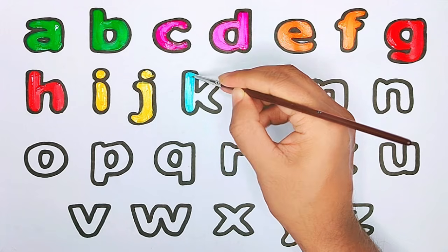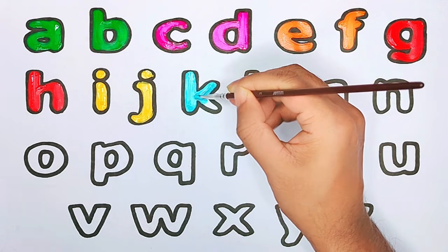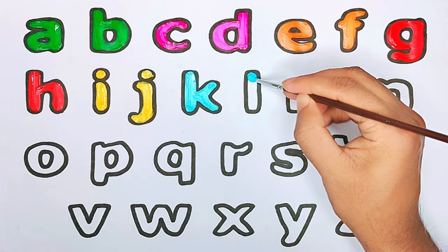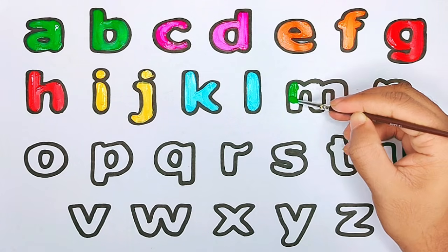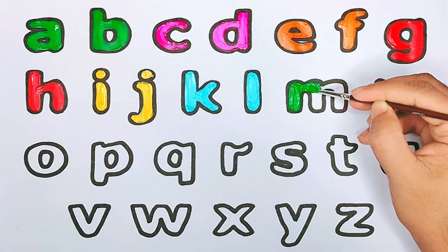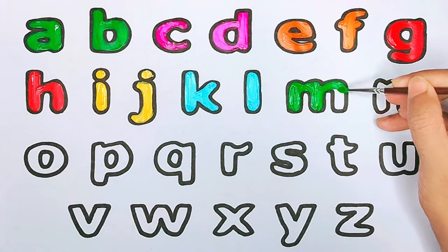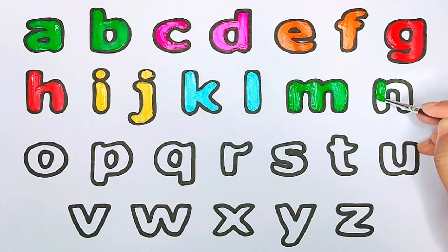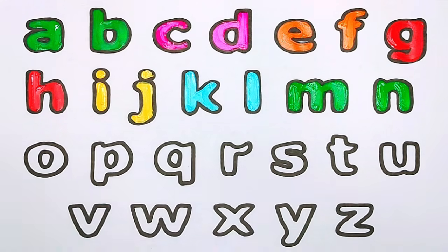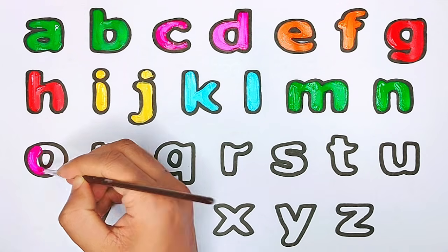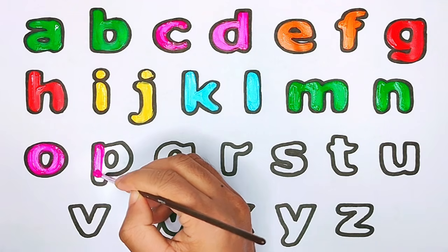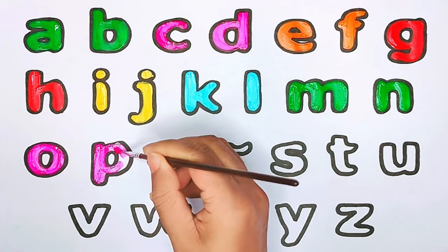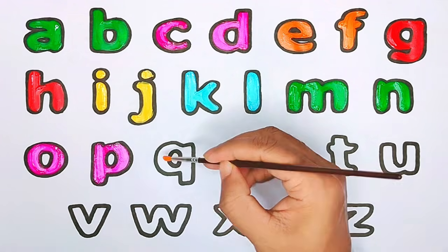Sky blue color. K for kangaroo. L for ladybug. Green color. M for mango. N for net. Pink color. O for octopus. P for pear.